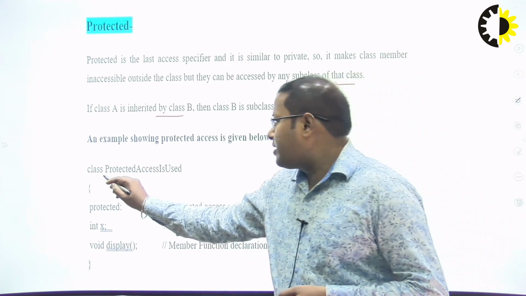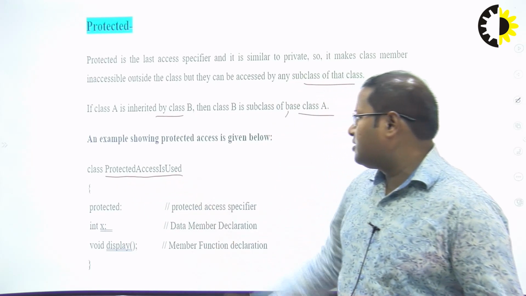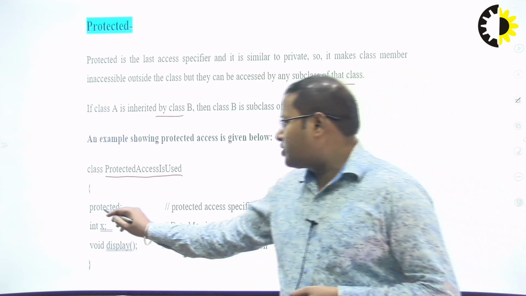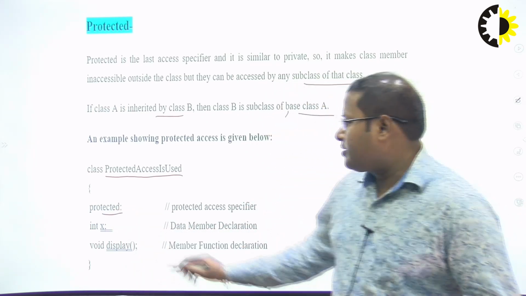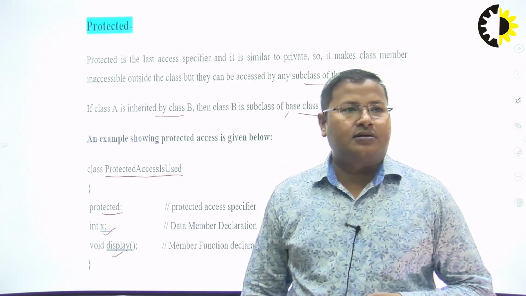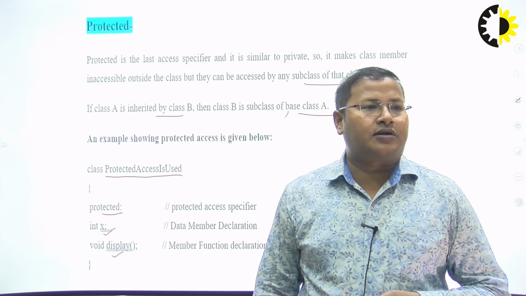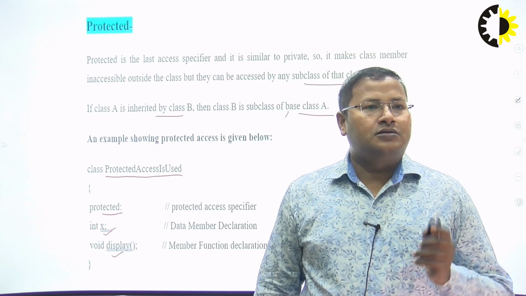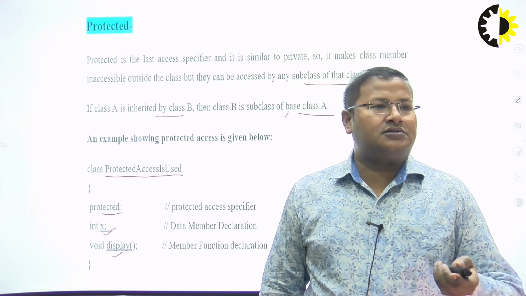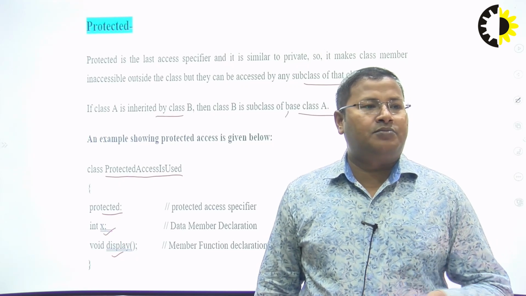Here I have taken a class with the name protected access. In the protected field, I have taken one data member and member function, and they are of the protected type. So access control is protected. Only this class and derived classes can access these data members and member functions.